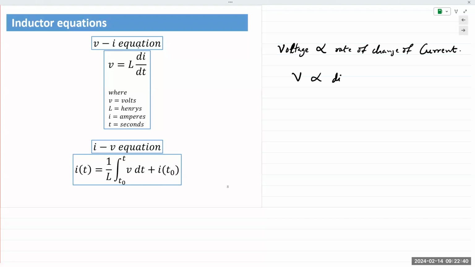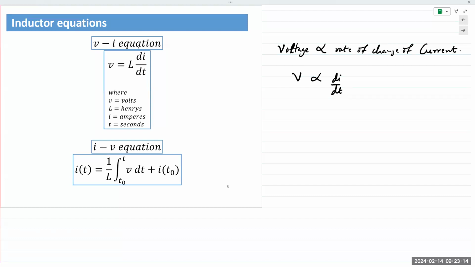So V is directly proportional to di over dt, multiplied by the constant, which is the inductor value. So V equals L di over dt. Again, on a side note, when we get to the capacitor, that equation also has a similar setup to the same VI equation. Voltage for an inductor is L di over dt.